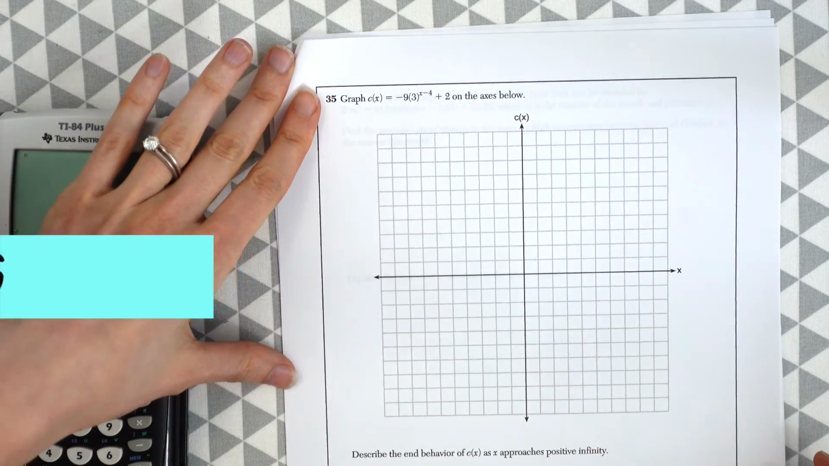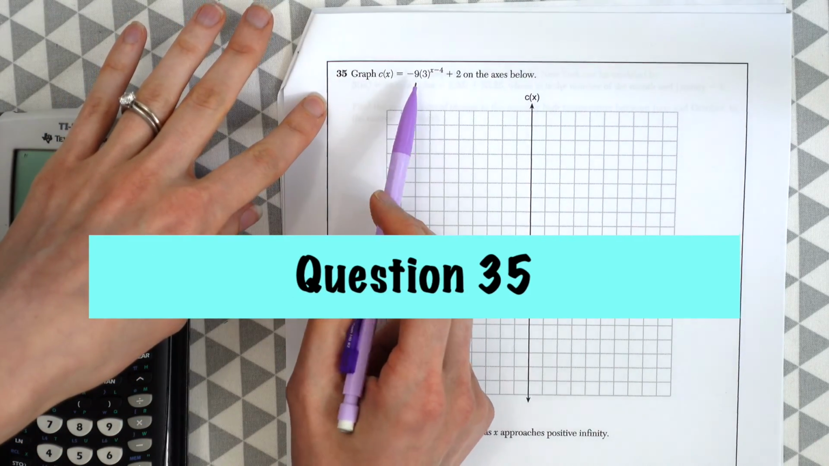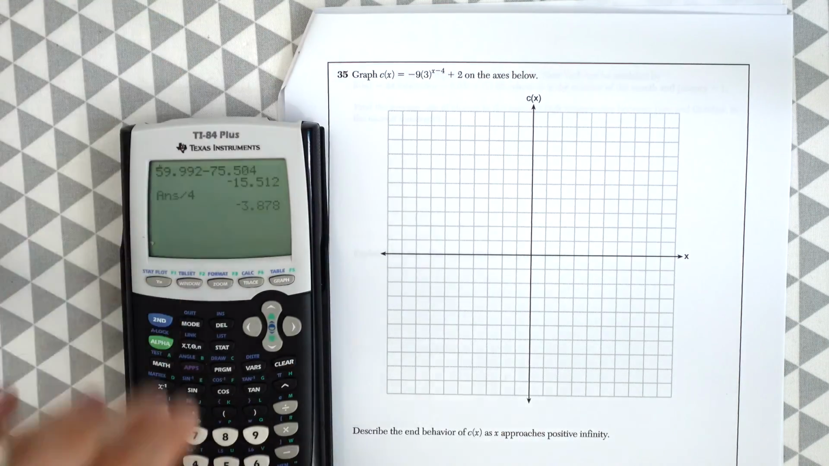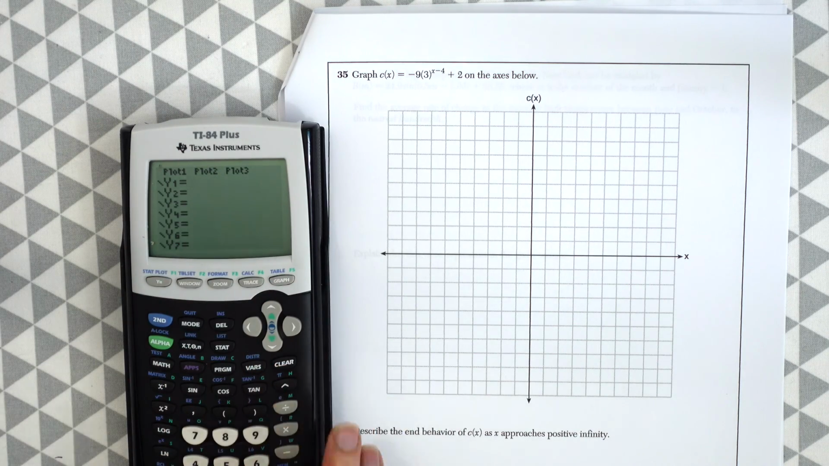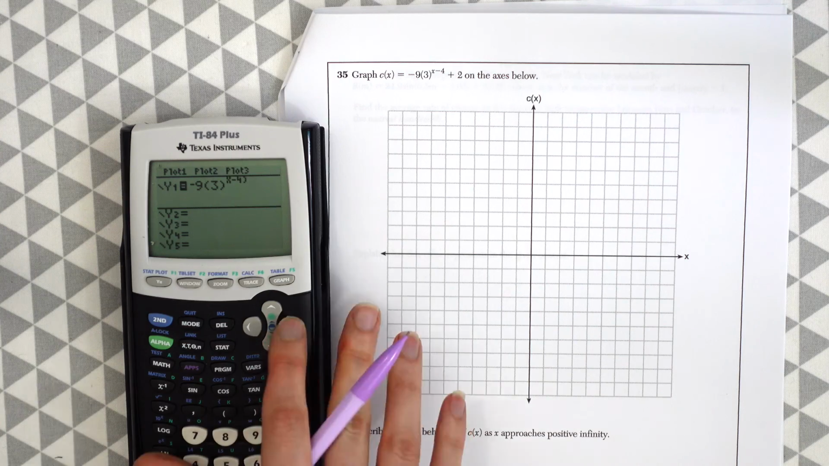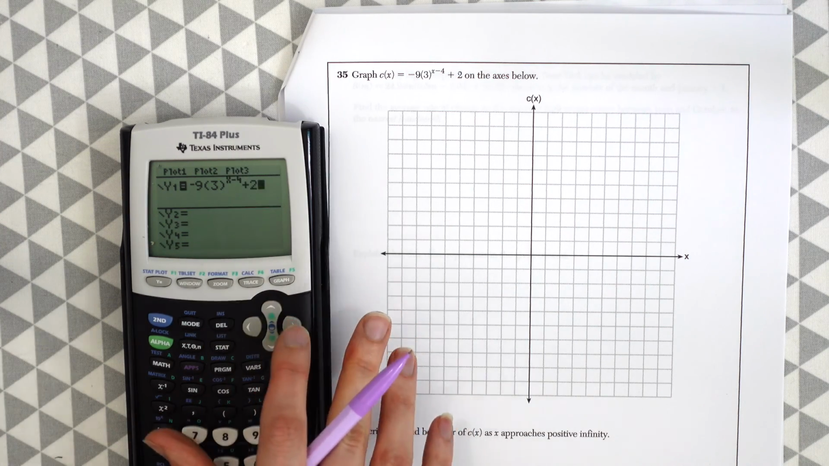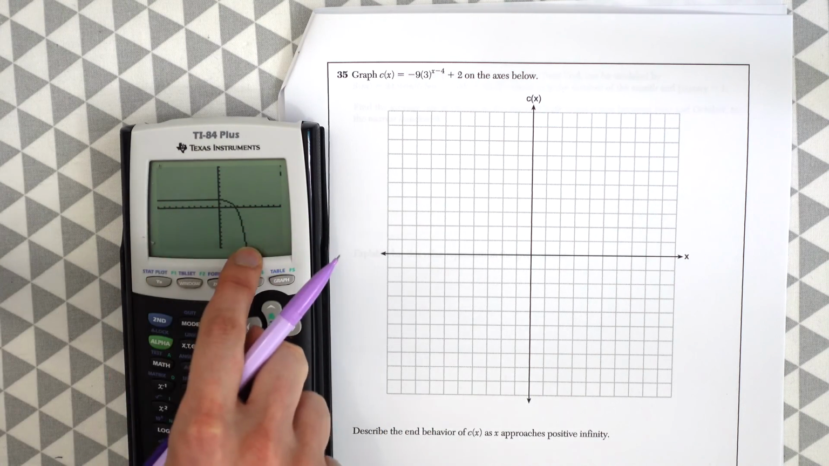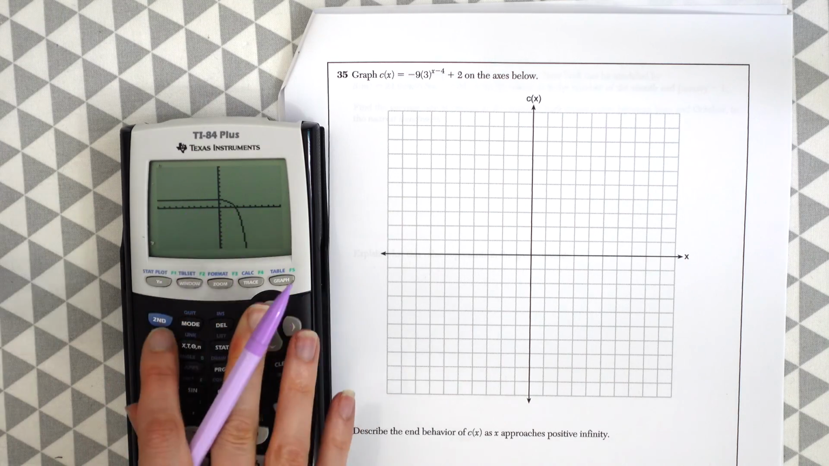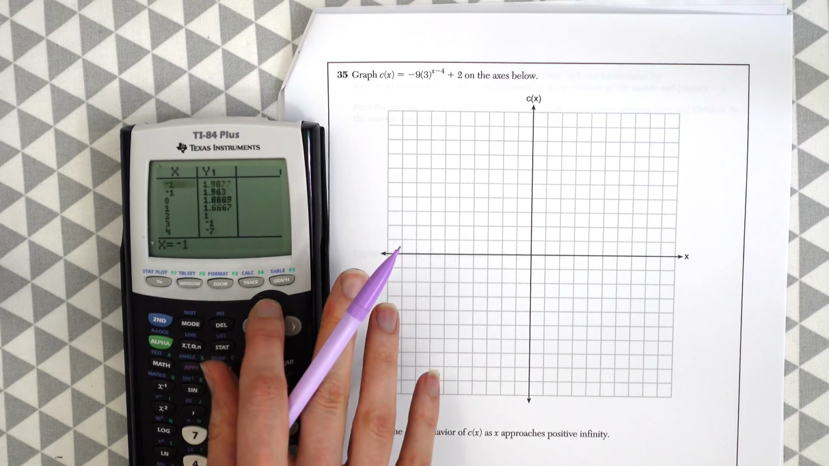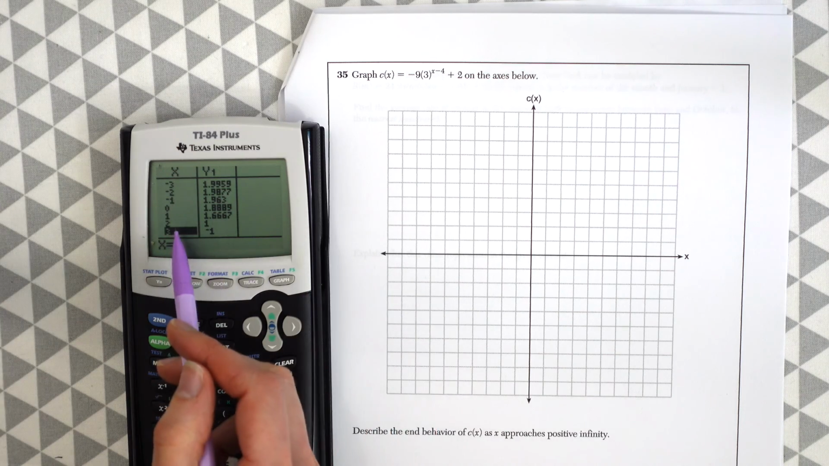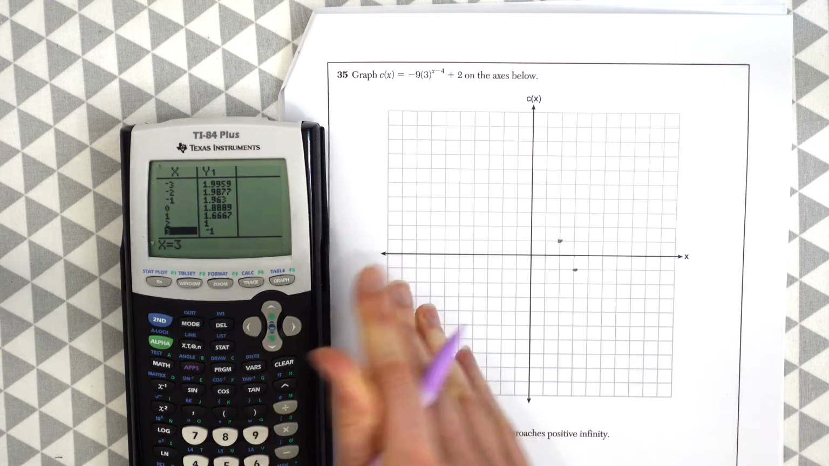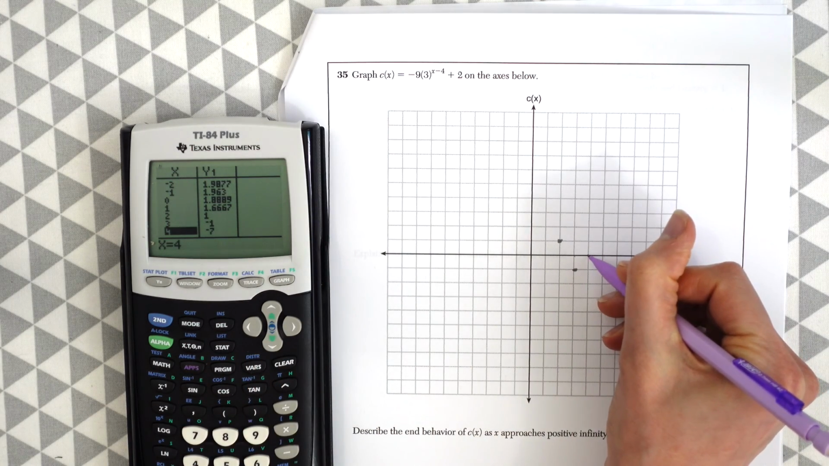Question 35. Graph c of x, when it's equal to -9 times 3 raised to the x minus 4, plus 2. So I'm going to plug this in the calculator. So we could see the shape that it's going to make, and it looks like this line goes along too. And when we look at the table, we can just get down some coordinates that we see. So we have (2, 1), (3, -1), (4, -7).